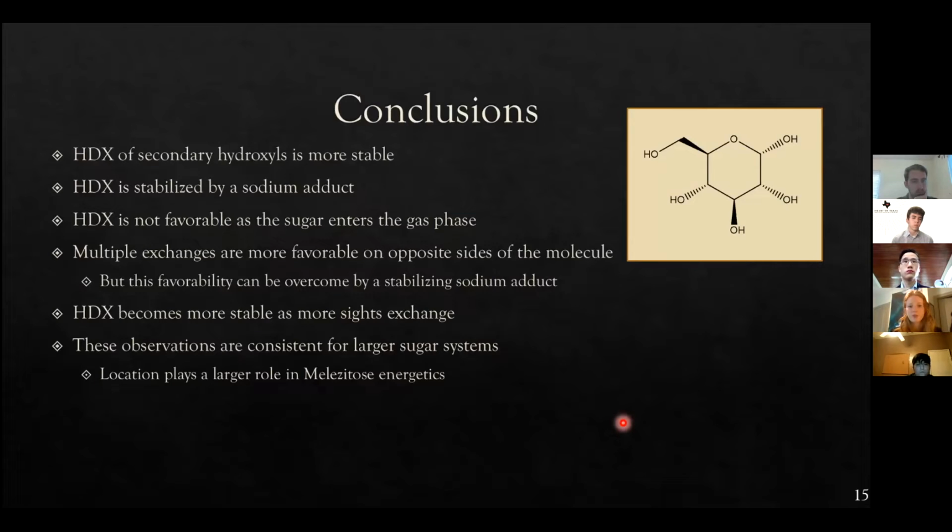Multiple exchanges are going to be more favorable when they're occurring opposite previous exchanges, but the presence of a sodium adduct is more stabilizing than these effects. And these observations are consistent as we enter larger sugar systems.